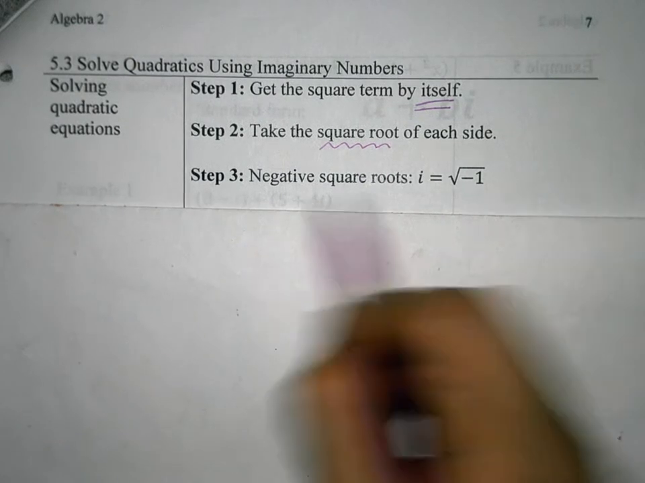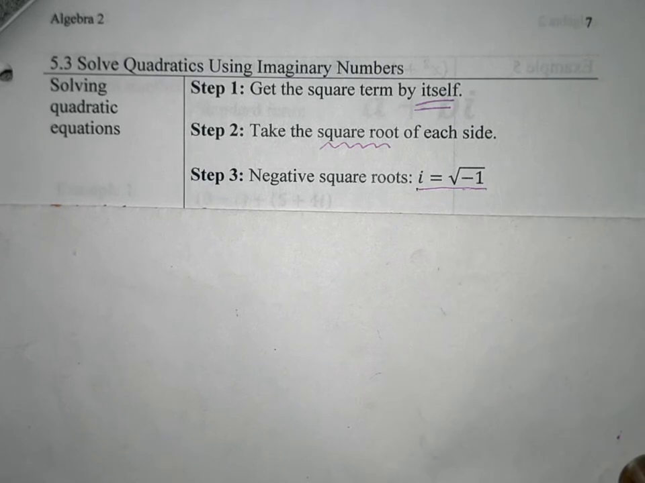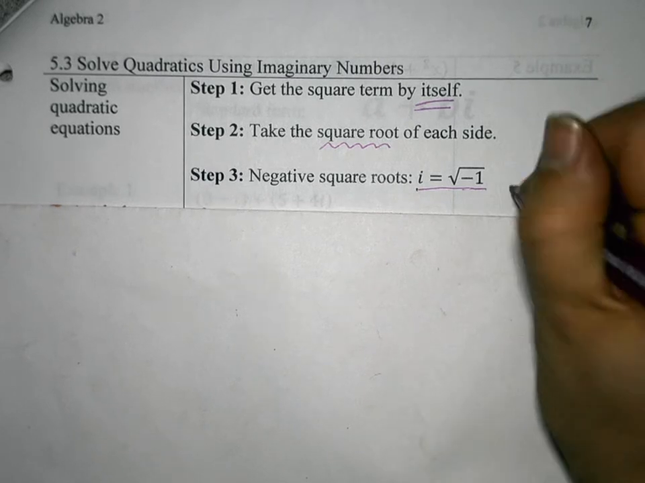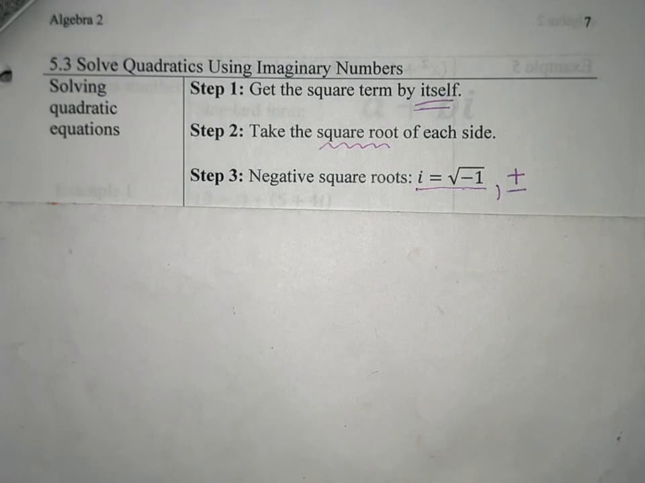And remember that i is equal to the square root of -1, and our answer always has to be plus or minus. So you always have to include plus or minus as well.